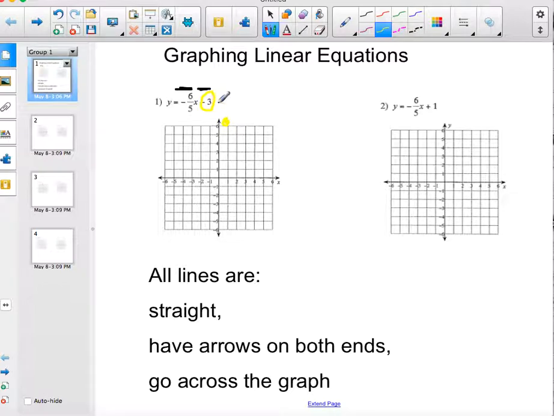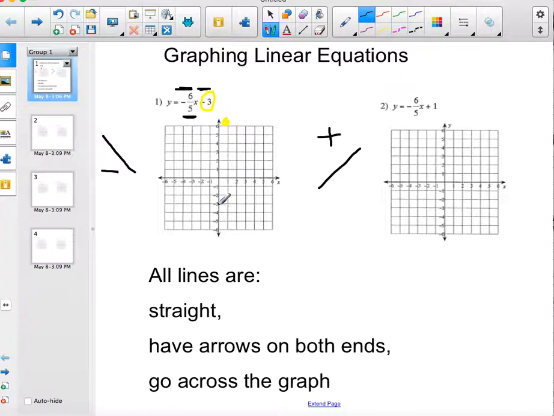In number 1, the line crosses the y-axis at -3. So that's where I put my first dot on my graph, at -3 on the y-axis. From there, I look at my other number, -6/5. Because the slope is negative, this number touching the x, I know that my line is going to go in this direction, negative slope. If it was a positive slope, my line would go in this direction.